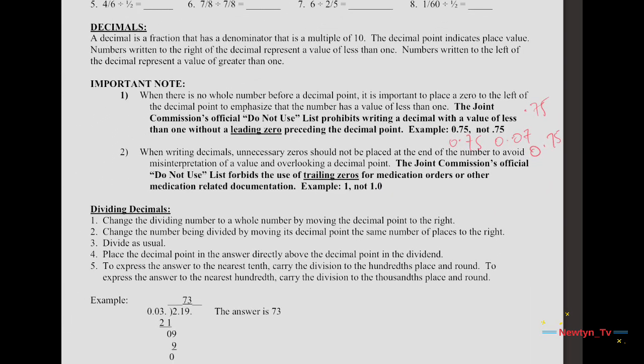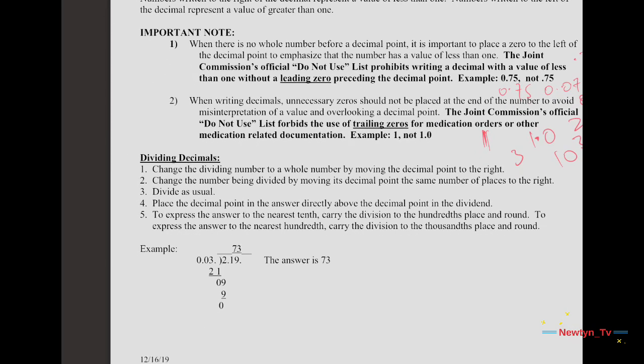And whenever you are writing decimals, unnecessary zeros should not be placed at the end of the number, to avoid misinterpretation of the value or overlooking of the decimal point. For example, whenever you have 1, you can just put 1. You don't need to put 1.0. If you don't take care and the decimal point is taken off, it can be 10. So you just leave your number as 1 as a whole number, 2, 3. You don't need to put 3.0, 2.0. It's not needed, okay?